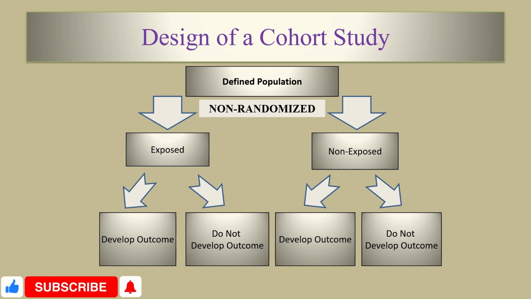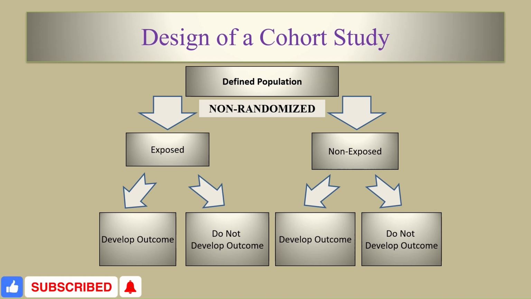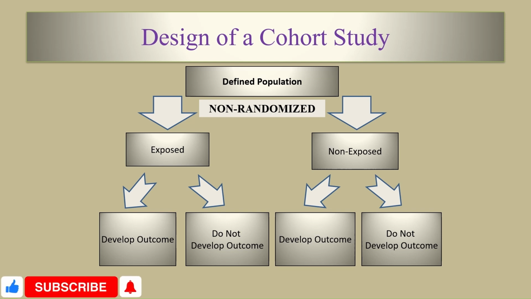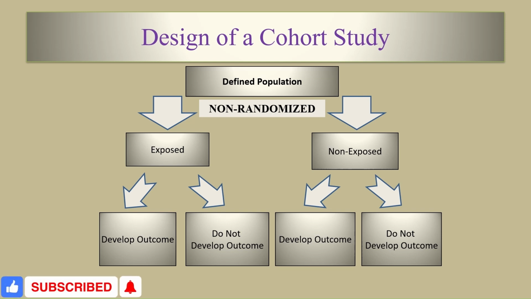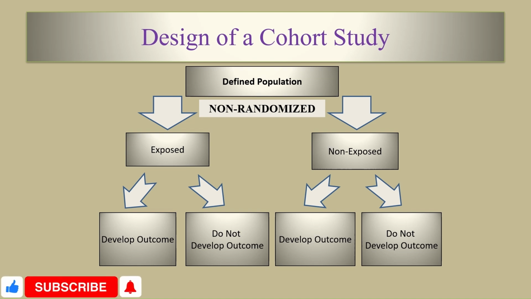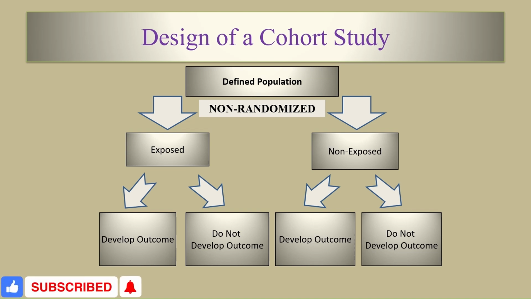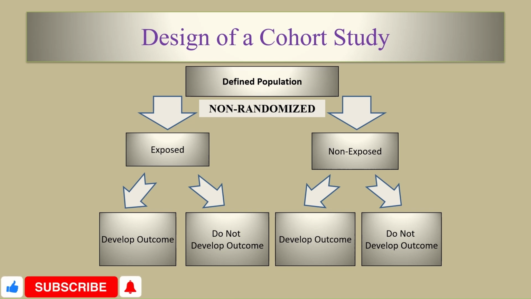First, we define our population, and with non-randomization we divide it into exposed and non-exposed groups. Then we divide our exposed group into those who develop the outcome and those who do not, and the non-exposed group into those who develop the outcome and those who do not.